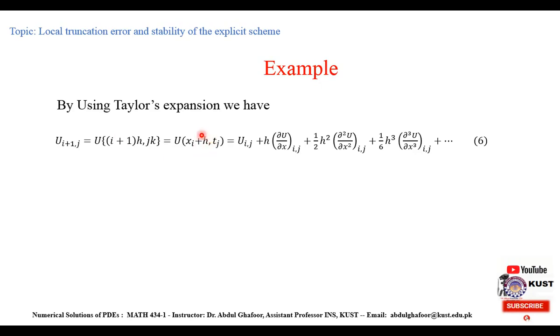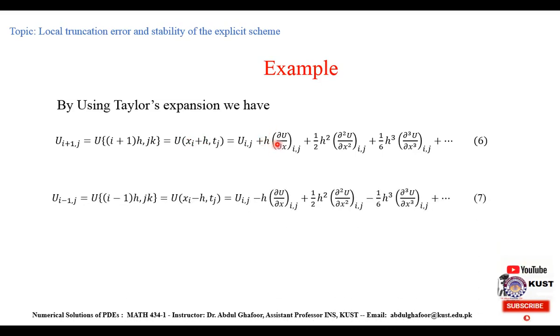Now using Taylor series for this u(xi + h, tj), this will be equal to u(i,j) plus h partial u by partial x at ij plus 1 by 2 h square partial square u over partial x square at the point ij plus 1 by 6 h cube partial cube u over partial x cube at ij, plus and so on. Since we are using the Taylor series corresponding to xi plus h, that's why we are using the step size h.